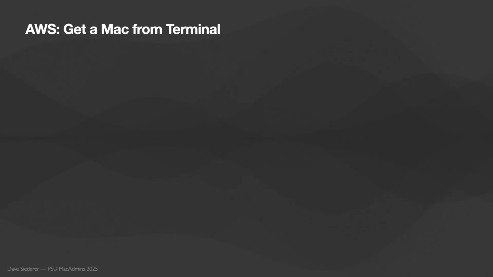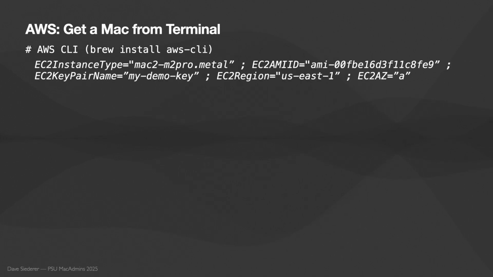So what does this look like? If I wanted a Mac that way, I'm going to install the AWS CLI first. The only other thing I've done that's kind of outside of this is there's an AWS configure command where you're giving it your credentials. So once you have those in, it's just a sort of secret pair thing.